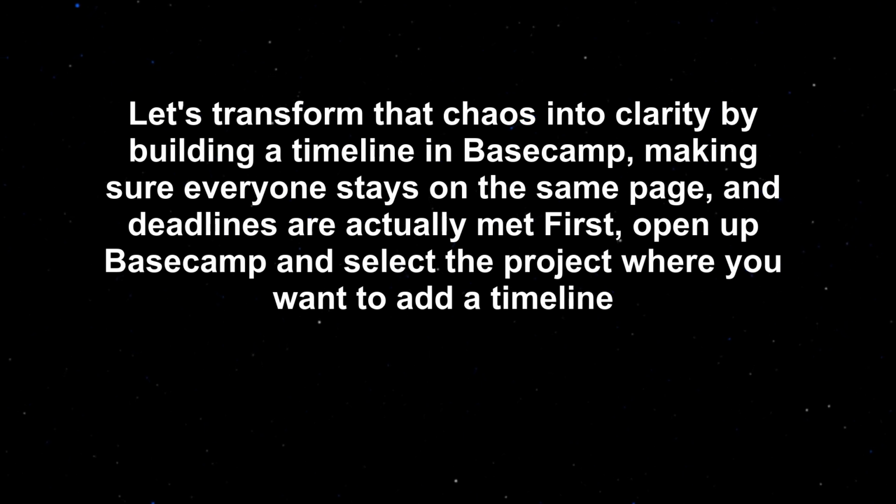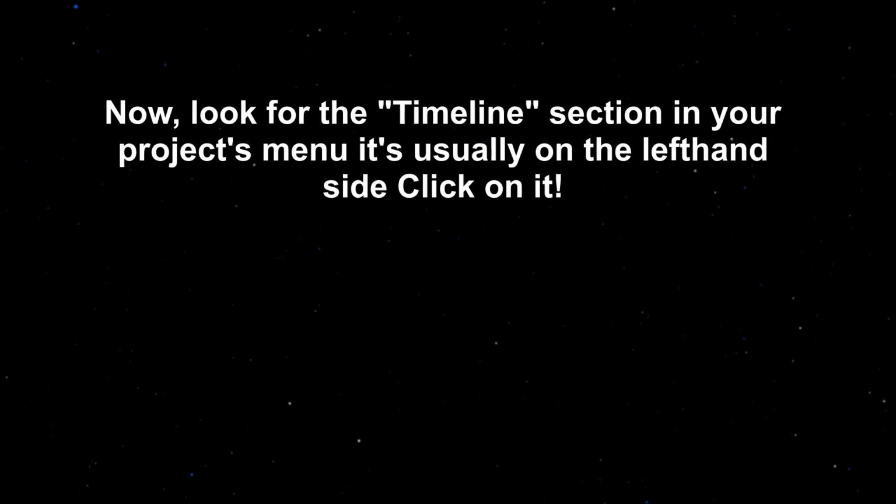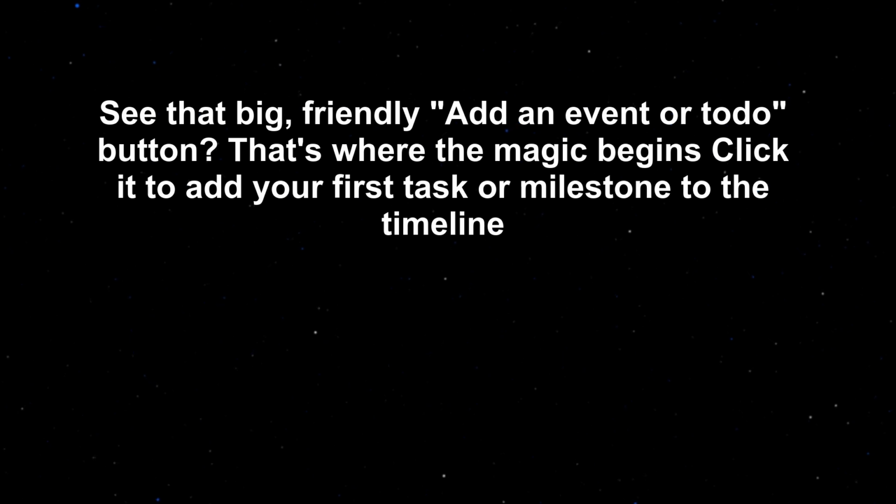Open up Basecamp and select the project where you want to add a timeline. Now, look for the timeline section in your projects menu. It's usually on the left-hand side. Click on it. See that big, friendly add an event or to-do button? That's where the magic begins. Click it to add your first task or milestone to the timeline.